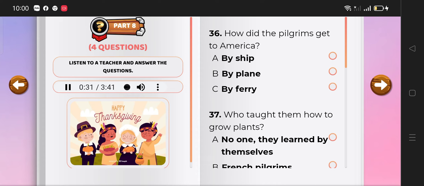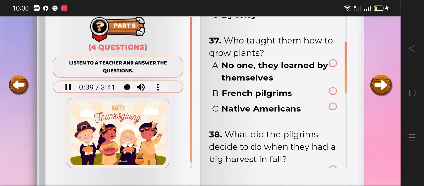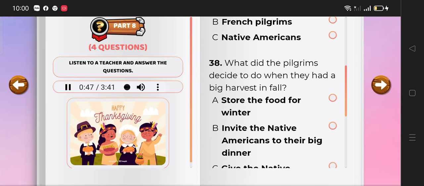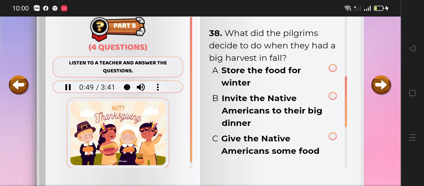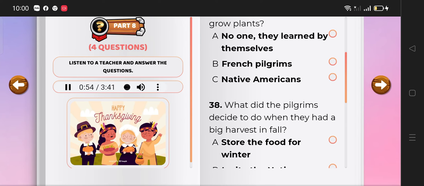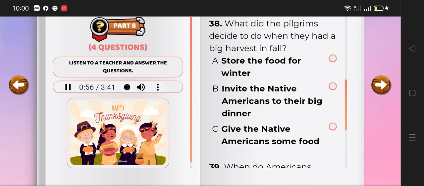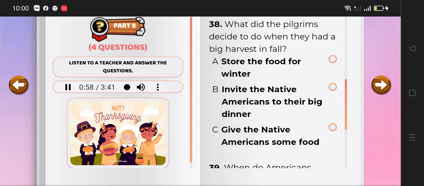When spring came, the pilgrims had to learn how to feed themselves. Native Americans showed them how to grow plants like corn. Native Americans were the people who had long lived in America. They knew how to survive and grow food on the land.